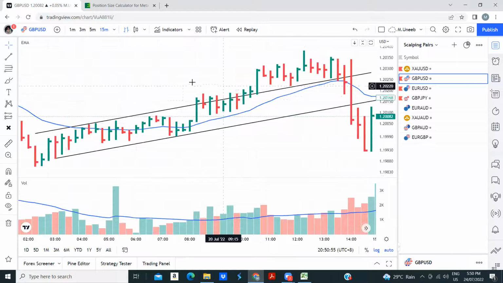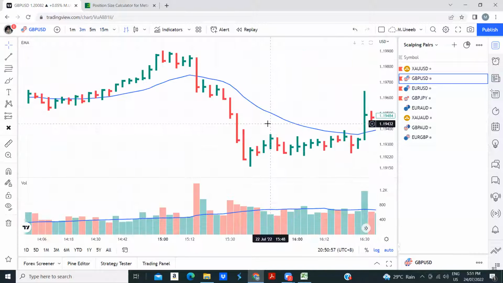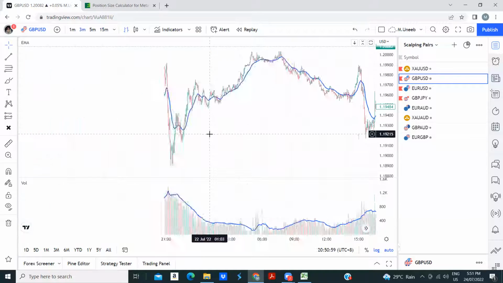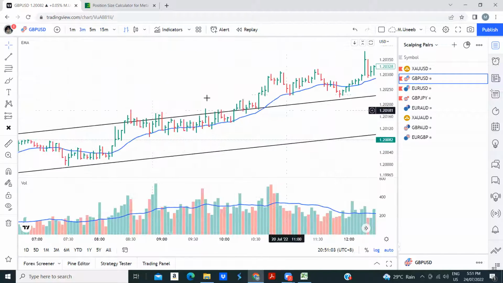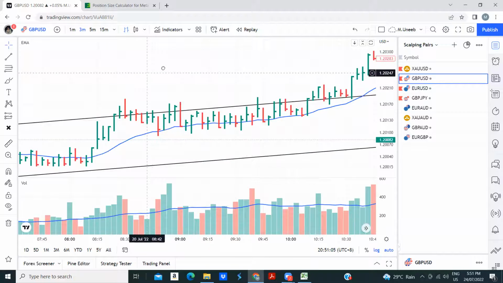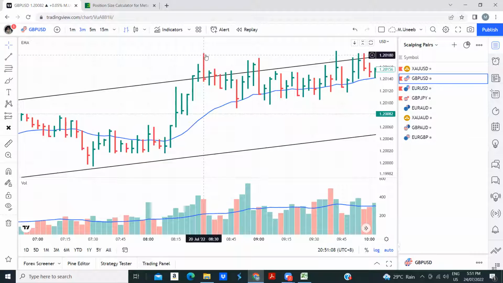The price is near overbought. Now let's go to the 3-minute time frame where the price is becoming overbought. Here the price is becoming overbought, but what happens?